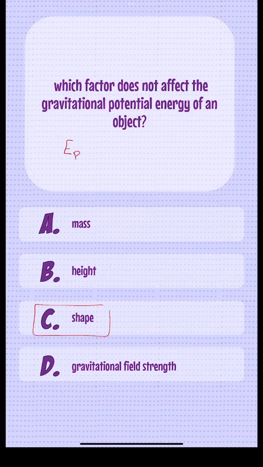Gravitational potential energy, the equation for that is mgh. That means only m, g, and h affect it. So mass, height, and gravitational field strength all affect it. Shape does not affect the gravitational potential energy. So the answer is C.